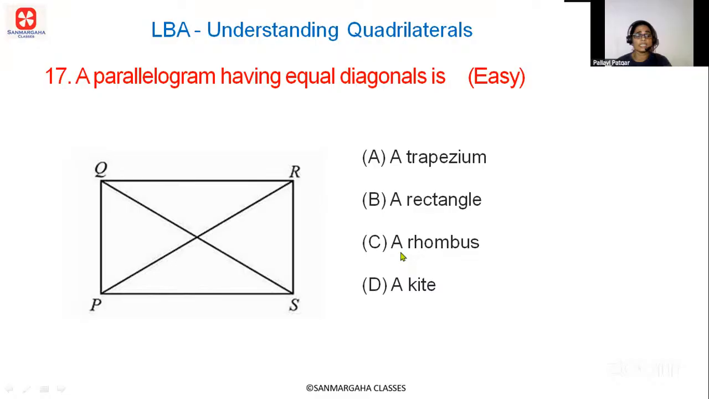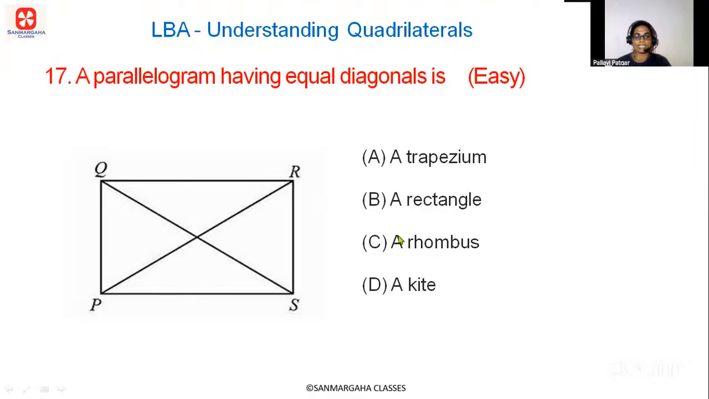Similarly, kite, will it be the answer then? So here a kite has two pairs of equal length sides that are adjacent to each other. Its diagonals are perpendicular. Okay, but they are not equal. And it is not a parallelogram. So a kite is also not the answer. So trapezium is also not the answer.